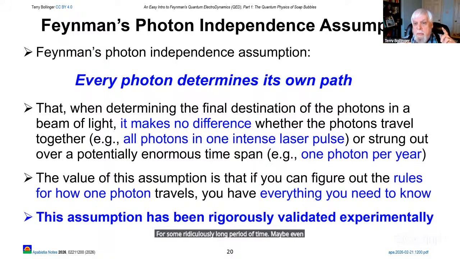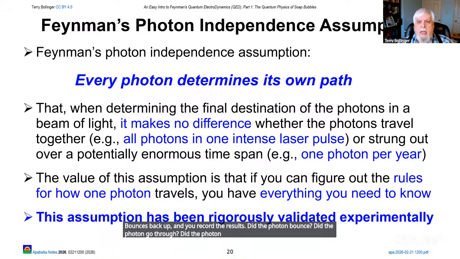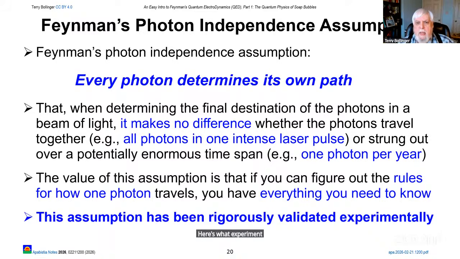No reason why not. One photon per year, twink, goes to the little reflecting surface, bounces back up, and you record the results. Did the photon bounce? Did the photon go through? Did the photon follow a certain path? Here's what experimentation says. It doesn't matter. One photon, a trillion photons, some unbelievable number of photons, they all follow the same rules.